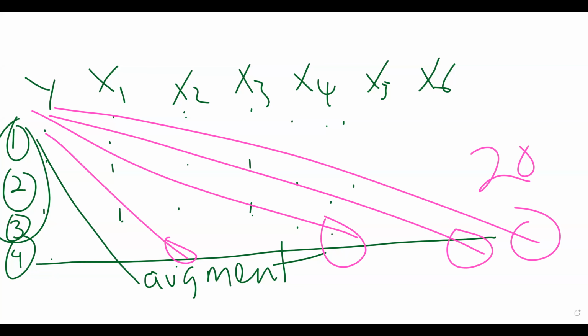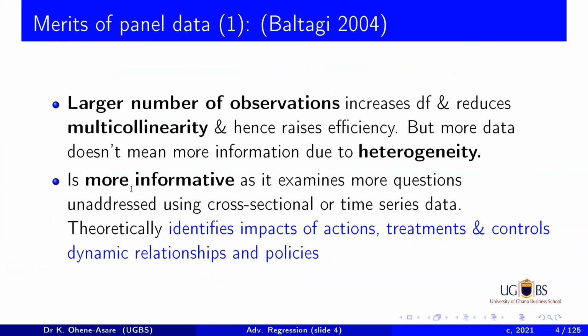So it's very important to understand that when you have panel data, one of the advantages is that you are able to raise the efficiency of the data set. So the whole issue about best linear unbiased estimator, you're able to achieve that. But again, there's a caution there. More data doesn't mean more information. Because as you add more data, every time you are adding more data, you're also adding more possible problems.